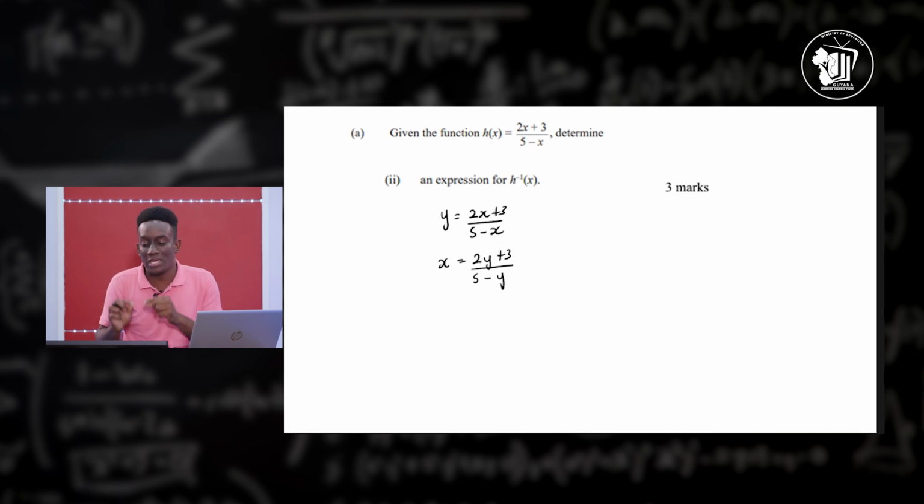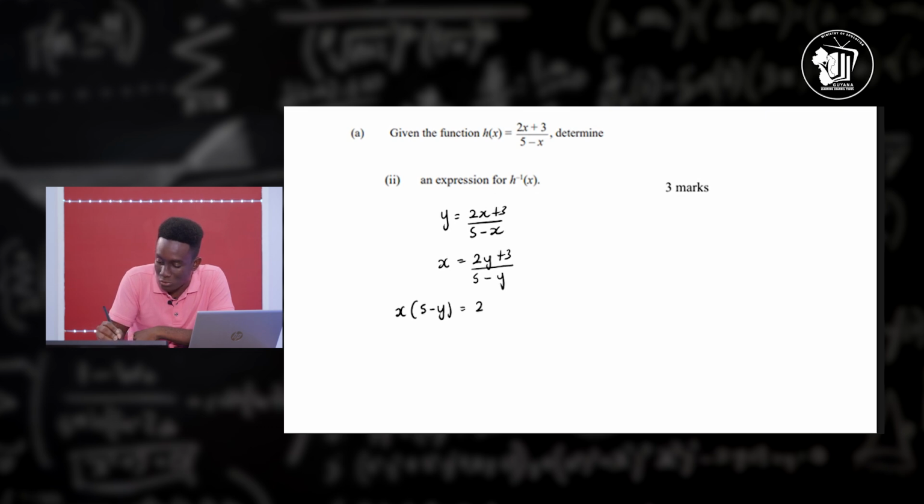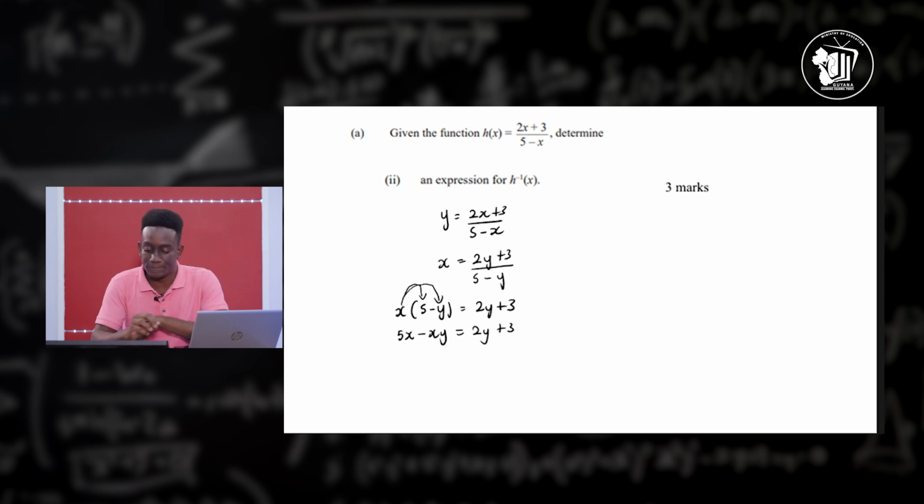And now the big step, we make y the subject of the formula. To make y the subject, we want to get rid of this denominator first of all. Everything here is dividing, so when we take it over, it will multiply. So we'll have x multiplied by 5 minus y is equal to 2y plus 3. Now we distribute the x throughout. So x times 5 would be 5x, and x times negative y would be negative xy. This is equal to 2y plus 3.